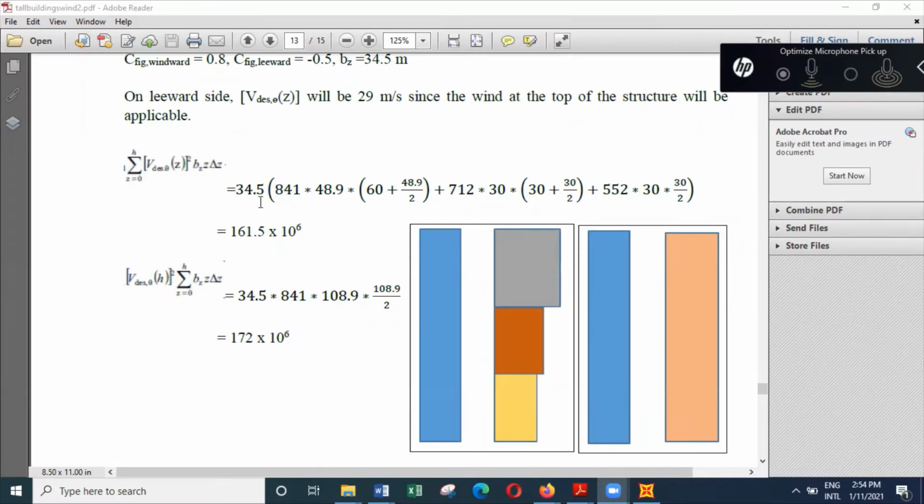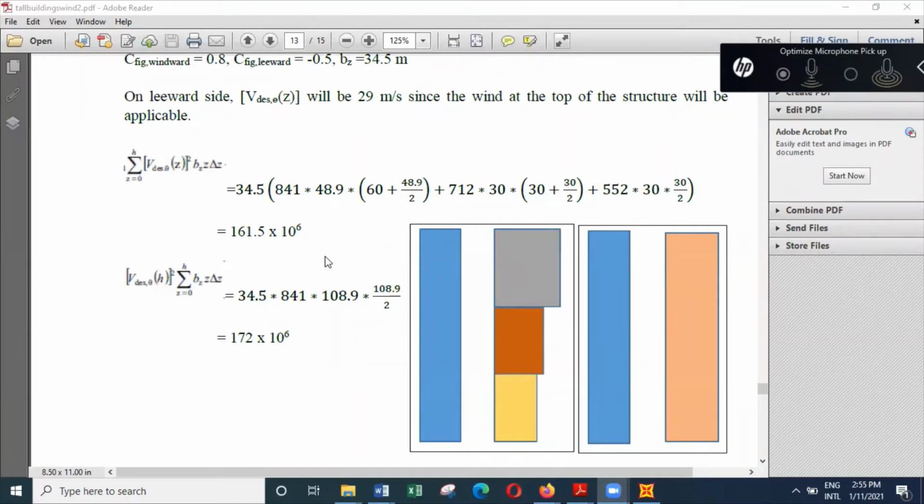Yes, sir. Right. So similarly, on the leeward side, it's constant. So I can just take 34.5 out, and Vh squared is the value at the top of the building, 841, multiplied by the total height, multiplied by the distance to centroid, 108.9 divided by 2. So here you can see we can easily calculate these values when we consider the average values over 3 regions, and if the building height is more you can even consider 4 regions.